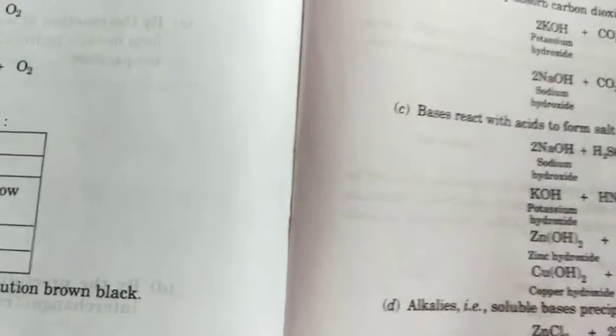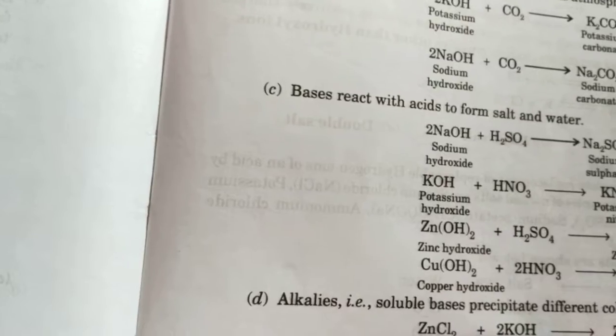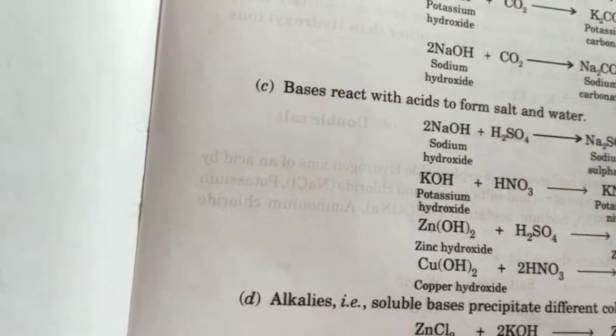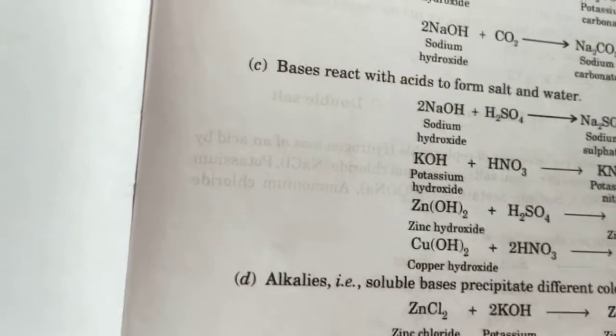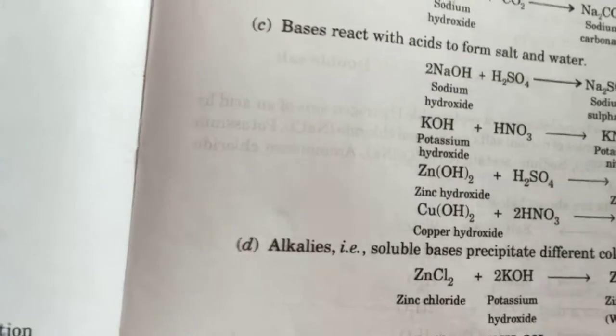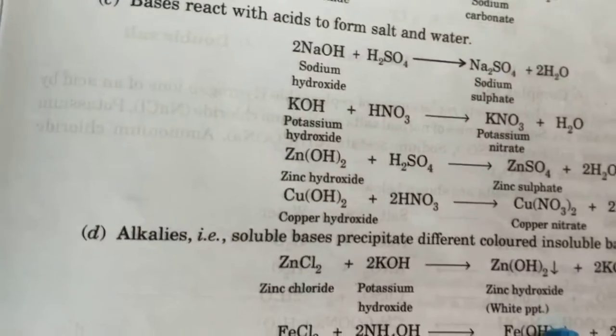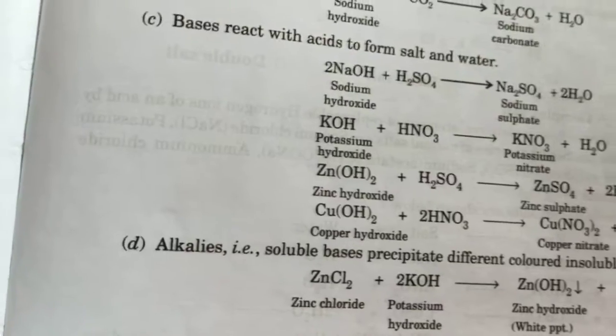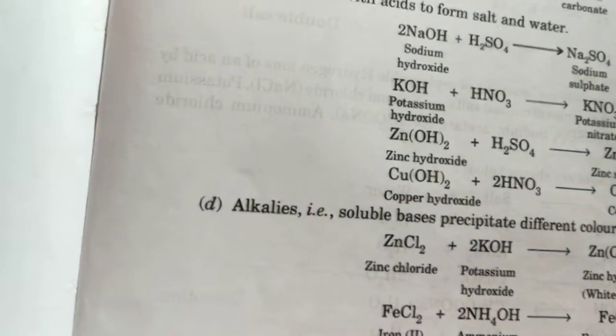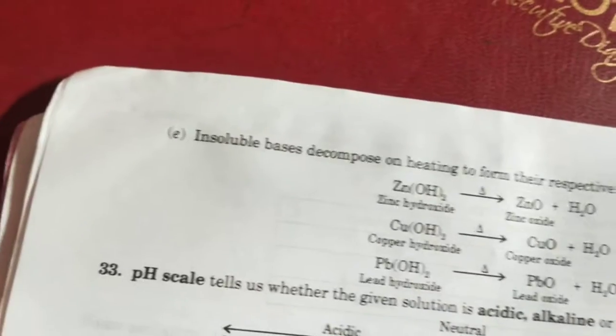Next example, alkali, that is soluble bases, precipitate different colored insoluble bases from their soluble salt. Zinc chloride reacts with potassium hydroxide, then zinc hydroxide and KCl form. Now we practice more and more examples that are given in your textbook.